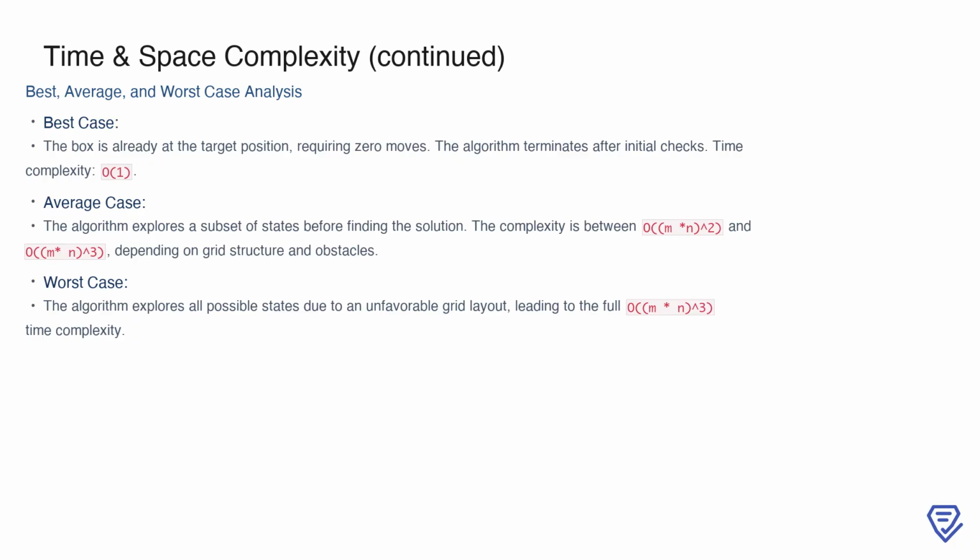In the worst case, the grid layout forces the algorithm to explore all possible states, resulting in the full time complexity of m times n cubed. This worst-case scenario occurs in highly unfavorable grid configurations, such as those with extensive obstacles or narrow pathways, which require exhaustive exploration of all states.